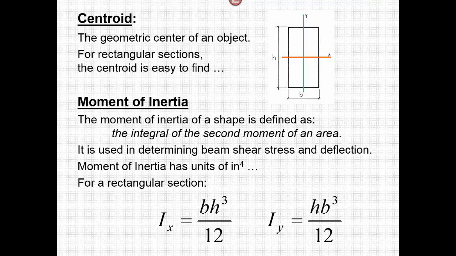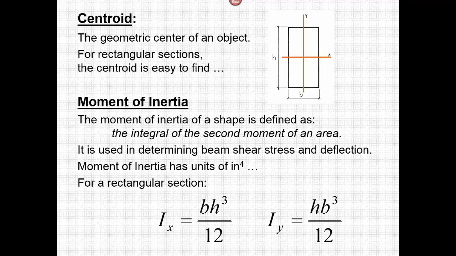Now that we have reviewed the shear and moment diagrams, let's move on to learning about the moment of inertia. First, we can learn what the centroid is, and that is the geometric center of an object. This is an important part of the moment of inertia. The moment of inertia can be found by the integral of the second moment of an area. It's used for determining beam shear stress and deflection.